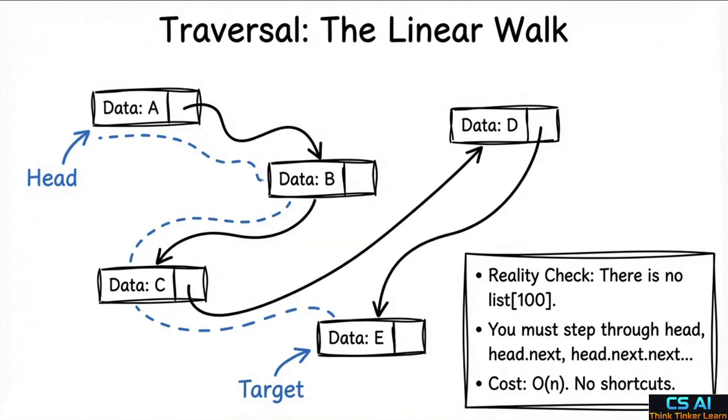Now let's talk about traversal, or what we can term the linear walk. Because linked lists are not like arrays with index lookups, there is no shortcut like list[100] to jump directly to the 100th element or 101st element. To find a specific item or to reach a certain position, you must start at the head and step through each node sequentially. Head, then head.next, then head.next.next, and so on until you reach your target. This linear walk means that finding an element in a linked list has a time complexity of O(n), where n is the number of nodes. There are absolutely no shortcuts here.